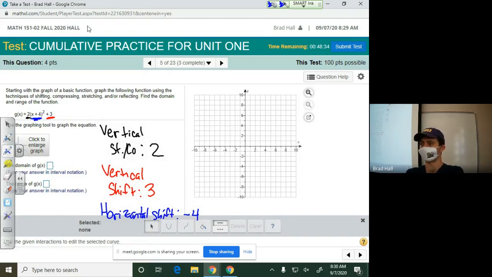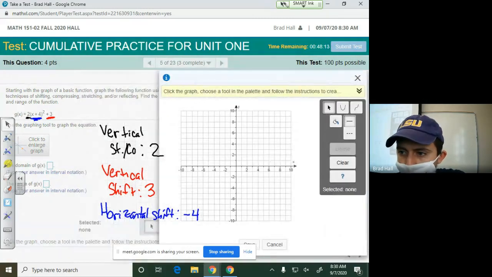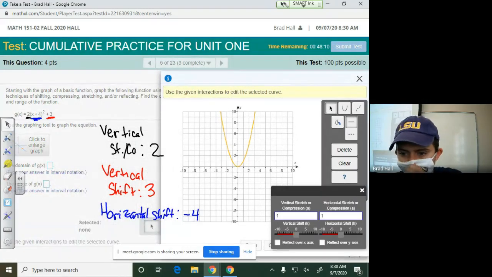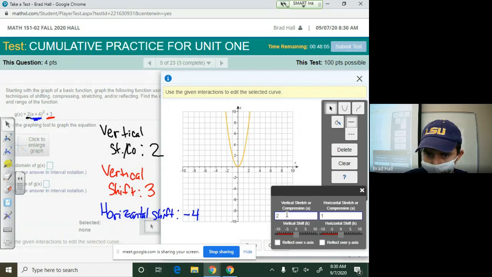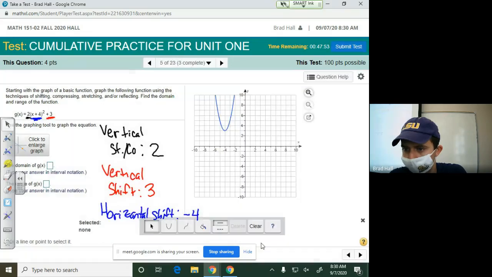And that's all the ones here in this problem. And once you put all of those in, we can go ahead and see what happens. We click on this, the box comes up, and we can go ahead and fill in all of these one by one. 2, it's a little skinnier, vertical shift of 3, horizontal shift of -4. We get a graph that looks like this.